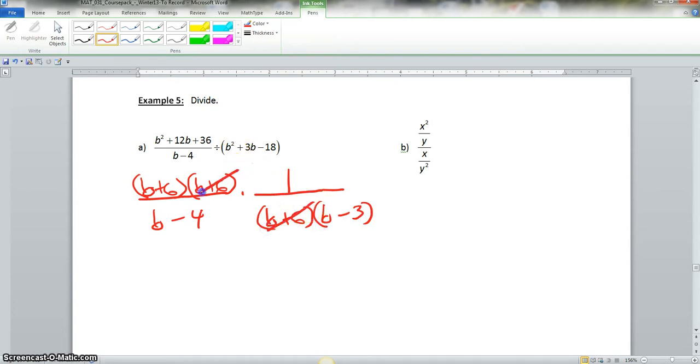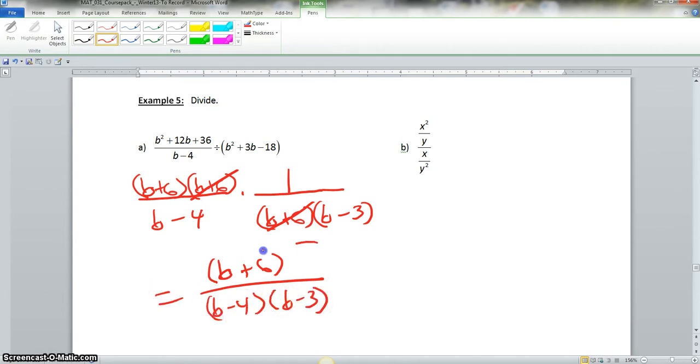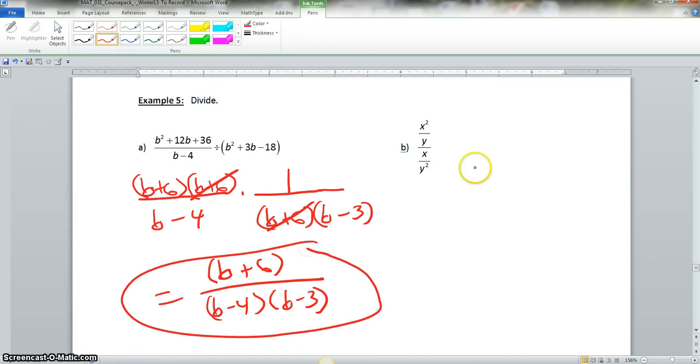So the b plus 6's will simplify out. And in your numerator, you would just be left with b plus 6 all over b minus 4 times b minus 3. And that is your final answer.